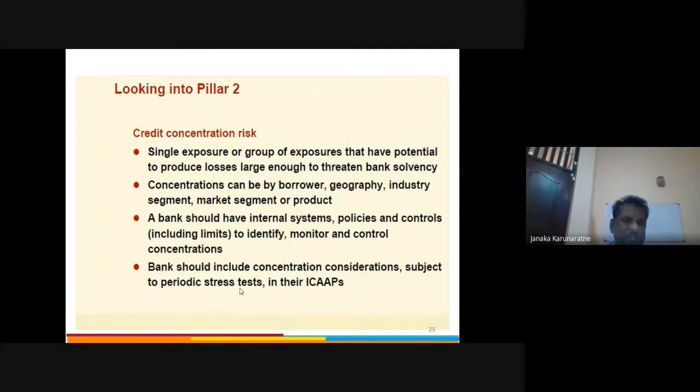Then, as I mentioned, there are certain risks which are covered in Pillar One, but not fully. A specific risk is credit concentration: single exposures or group exposures that have the potential to produce losses large enough to threaten bank solvency. By the way, what do you mean by credit concentration? Anyone?